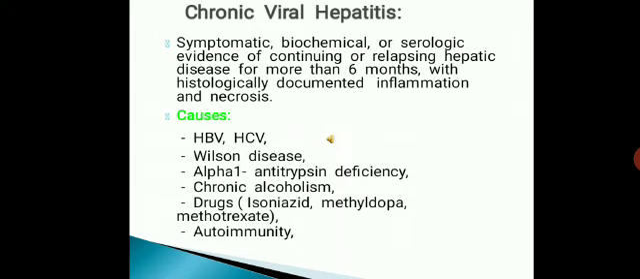Chronic viral hepatitis can be due mainly to hepatitis B virus and hepatitis C virus. Other than viruses, causes of chronic hepatitis are Wilson disease, alpha-1 antitrypsin deficiency, chronic alcoholism, drugs such as isoniazid, methyldopa, methotrexate, or it can be due to autoimmunity.